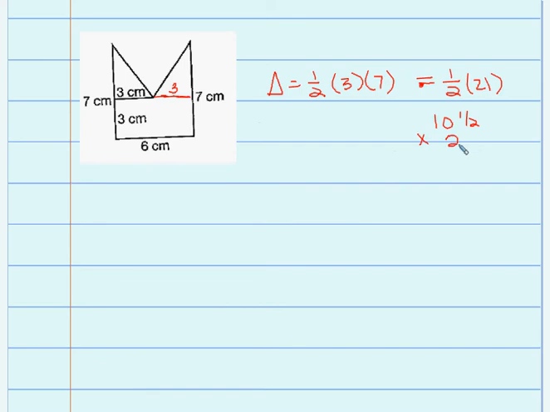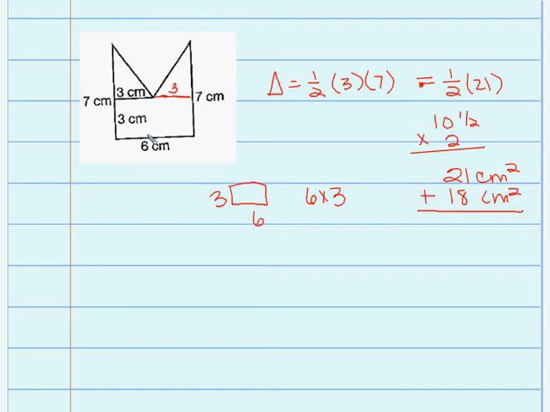So if I'm going to multiply this by 2 again, I just divided it by 2. If I multiply it by 2, I'm going to get 21 right back. So multiplying by 2 undoes the dividing by 2. So then all you're left with is your rectangle, which is 6 by 3. So 6 times 3 is 18 centimeters squared, and you have to add them to get the combined area, and you'd end up with 39 centimeters squared.